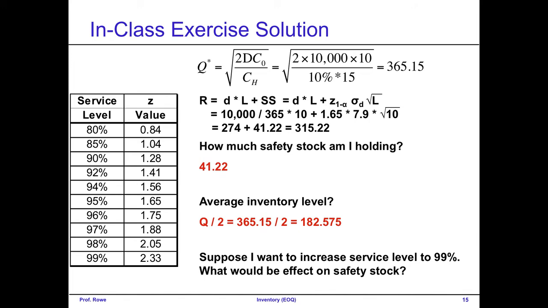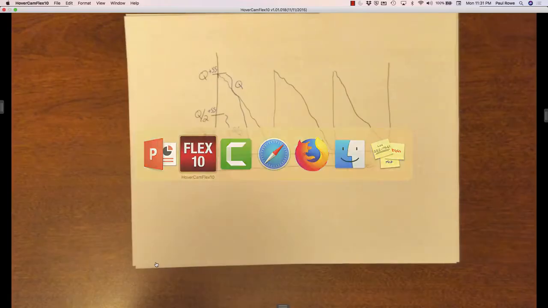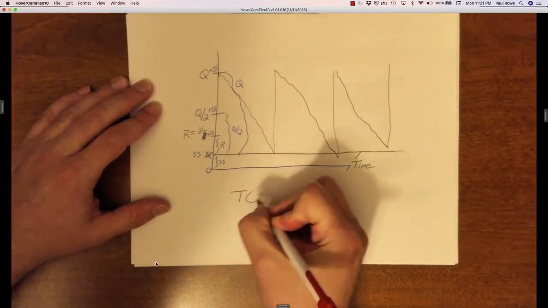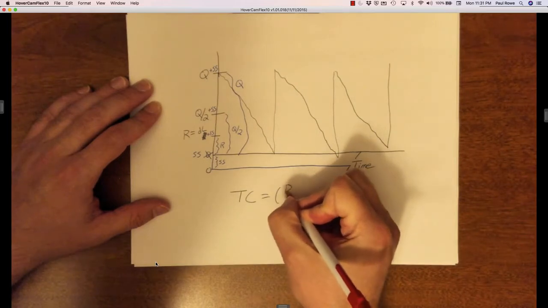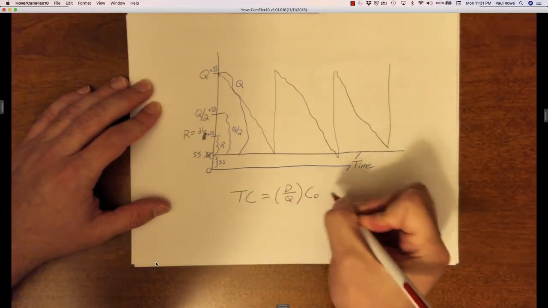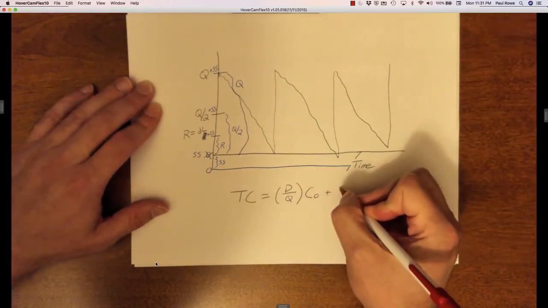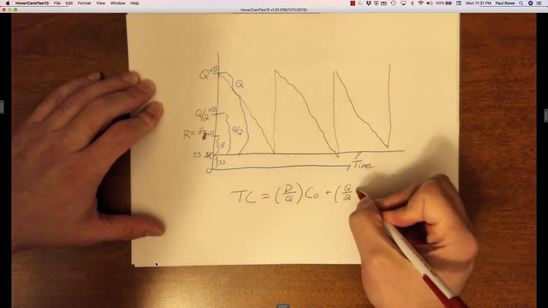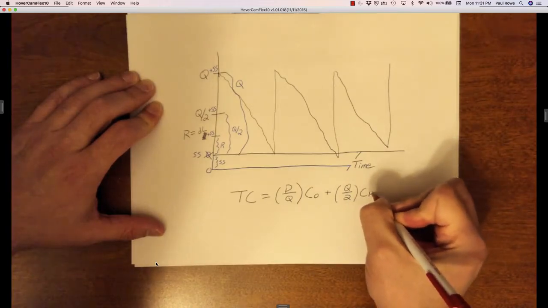And in our new total cost formula, by the way, we had our D divided by Q, the number of orders per year, times our cost per order, plus we already had our Q divided by 2 times our holding cost.